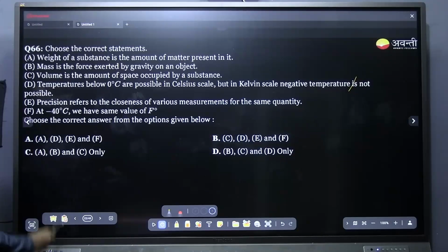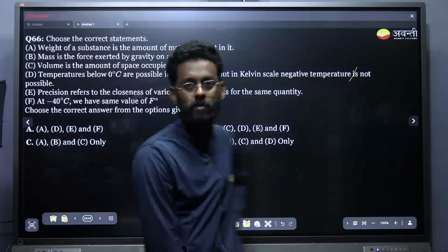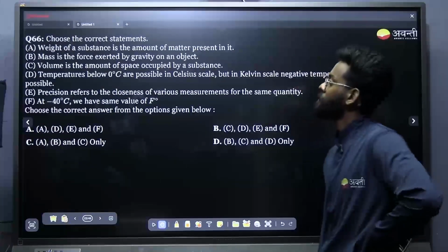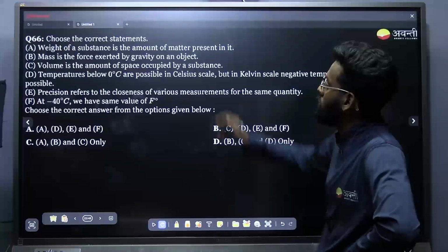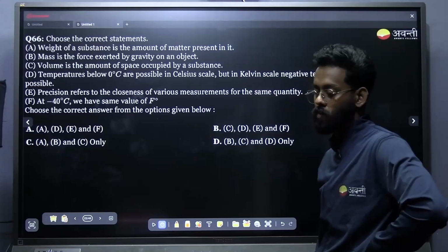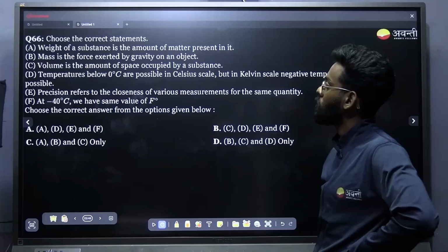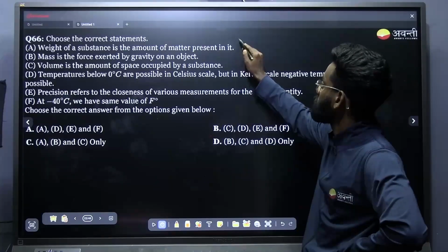Next one. Choose the correct statement. Weight of a substance is the amount of matter present in it. What is this? Looks like a physics question. Weight of a substance is the amount of matter present in it. Is it correct or wrong? No, it's not the correct one.